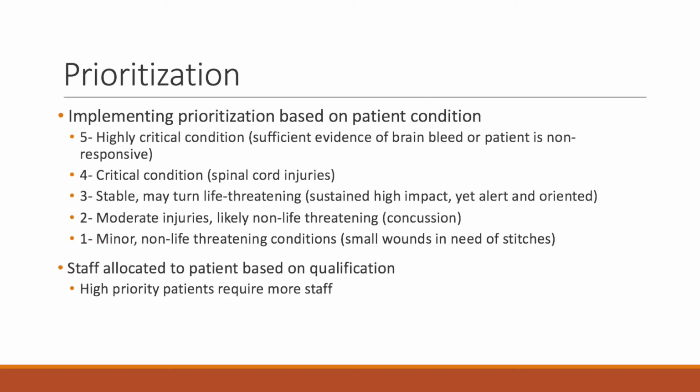The staff will be allocated to patients based on need and their own qualifications. For example, a plastic surgeon may be allocated to a Category 1 patient that has an injury that will need professional sutures performed, while a trauma surgeon will be allocated to a Categorical 5 patient that sustains more severe injury.